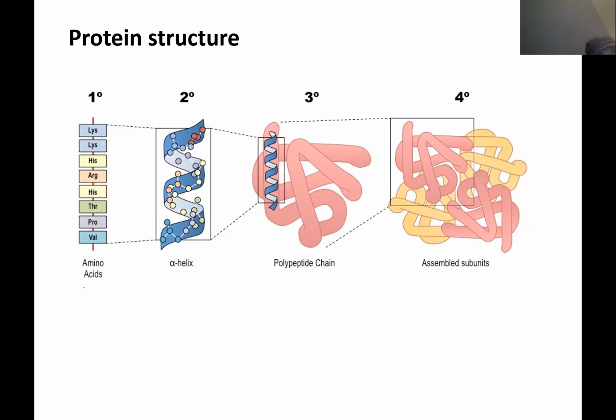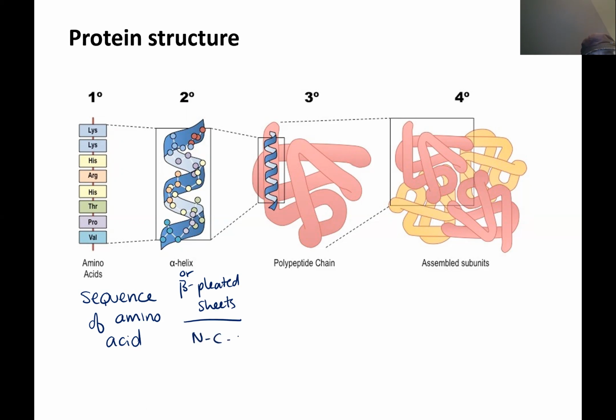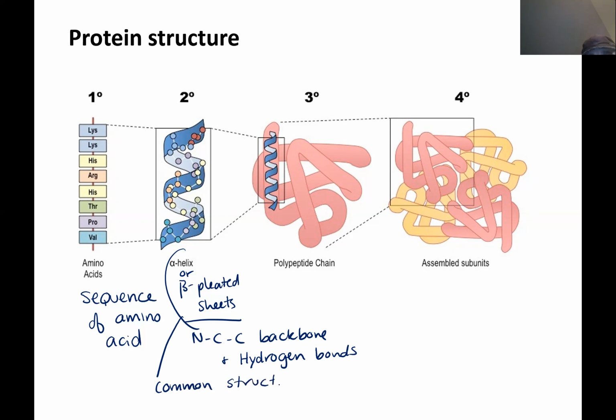We have primary structure, which is just the sequence. And then we have secondary structure, which could be alpha helix or beta pleated sheets. And this is made by that NCC backbone and hydrogen bonds. These are very common structures. What really gives the protein its unique shape, which gives it its unique function, is the tertiary structure, which is the interaction between R groups.